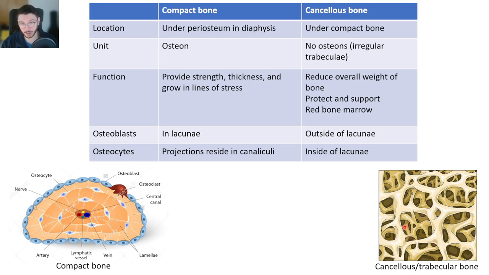As you can see, you wouldn't call them hollow, but they're not as densely packed as the compact bone. And so more importantly, from a physiological standpoint, they protect and support the red bone marrow. Osteoblasts here are found in the lacunae, whereas here it's outside of the lacunae, and the osteocytes reside within the canaliculi. Whereas here, they're inside of the lacunae.